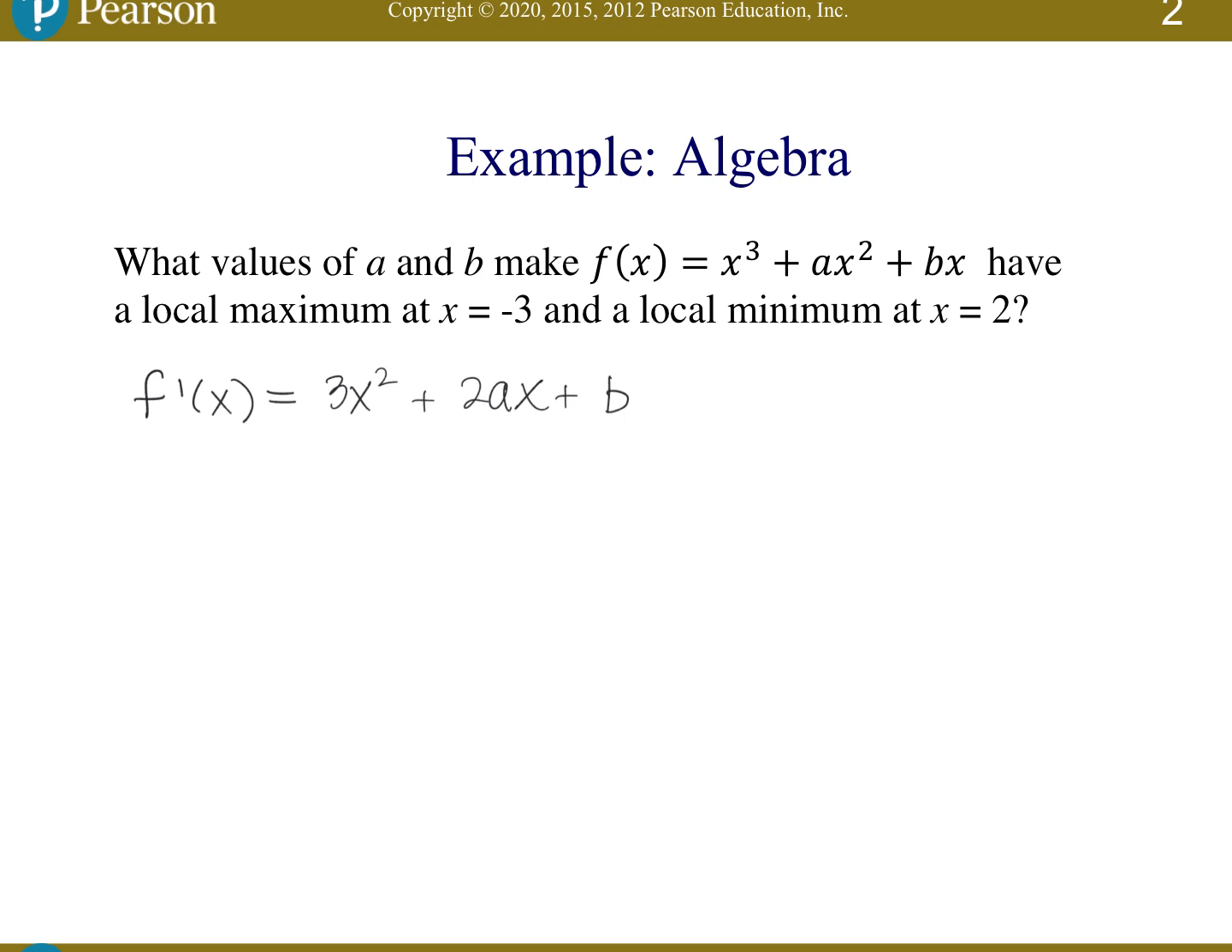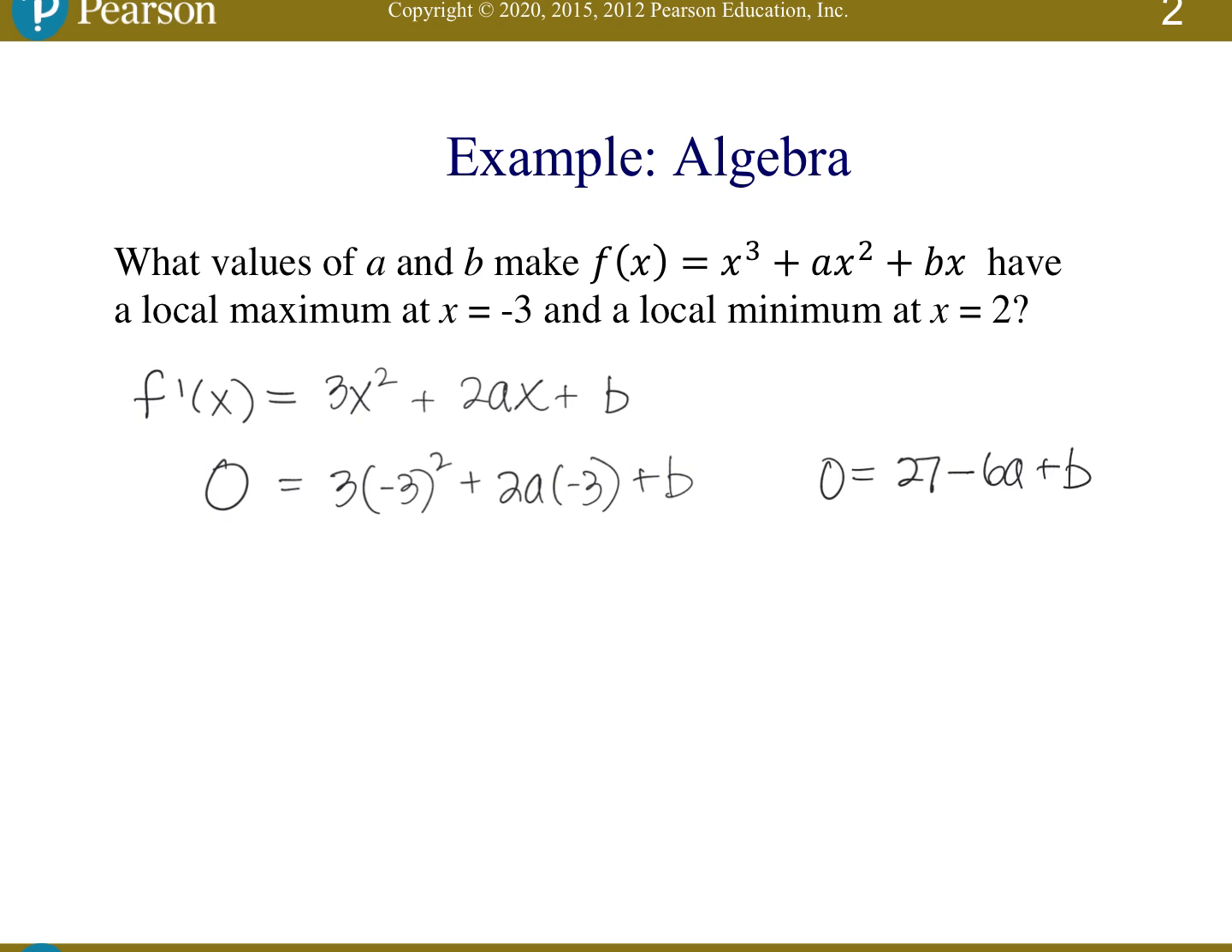Okay, so what we know now is that if I plug -3 in for x into this derivative equation, the result should be 0, because there should be a horizontal tangent at -3. So when I put -3 in for x, I still have an a there, and I still have a b there, but I know that it should turn out to be 0. So that gives me 0 equals 27 minus 6a plus b. You with me so far, algebraically?